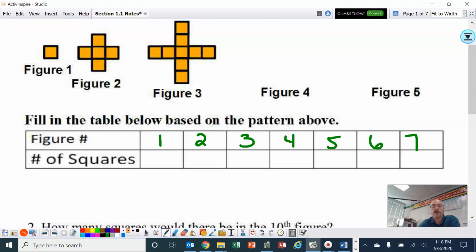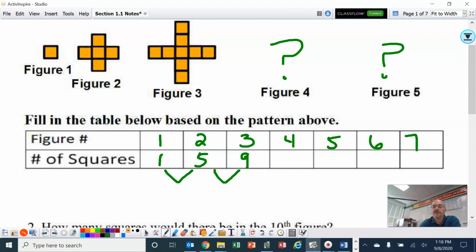Number of squares. Well, the first figure has 1 square. The second figure has 1, 2, 3, 4, 5 squares. The third figure has 1, 2, 3, 4, 5, 6, 7, 8, 9 squares. Okay, well, there is a pattern to that, okay? So we want to know, well, how many does the fourth one have? How many does the fifth one have? Well, in order to figure that out, we're going to look at how are these numbers growing?